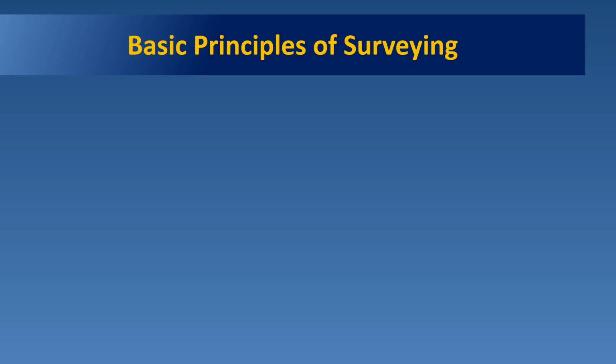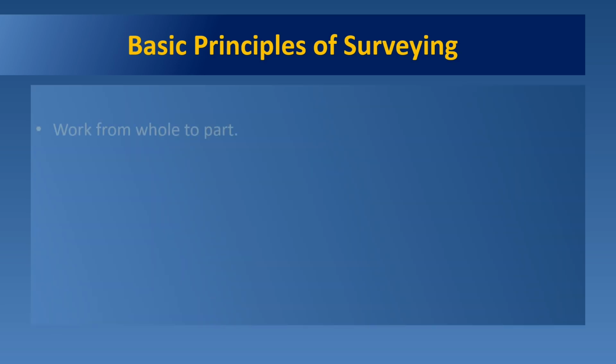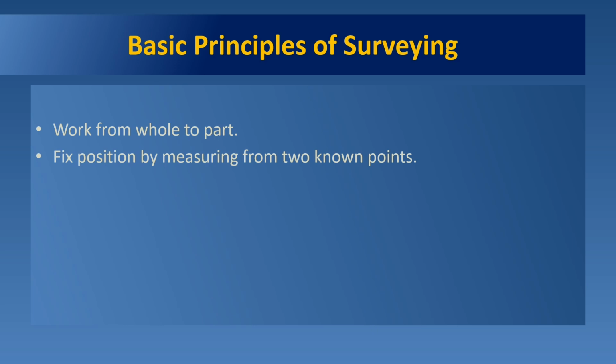Now, let's discuss the basic principles of surveying. So, there are two important principles in surveying. First, work from whole to part. This means you first establish large main points and then fill in the smaller details. Second, fix a point by measuring from two known points. This increases accuracy and helps reduce errors.